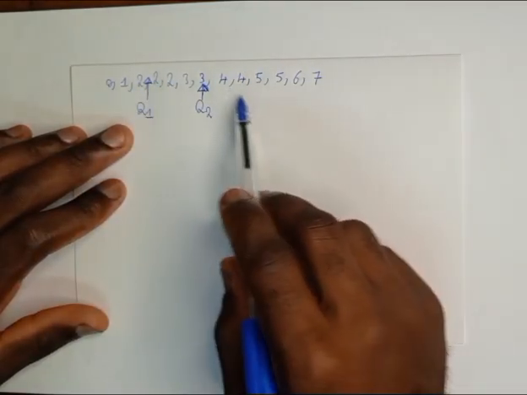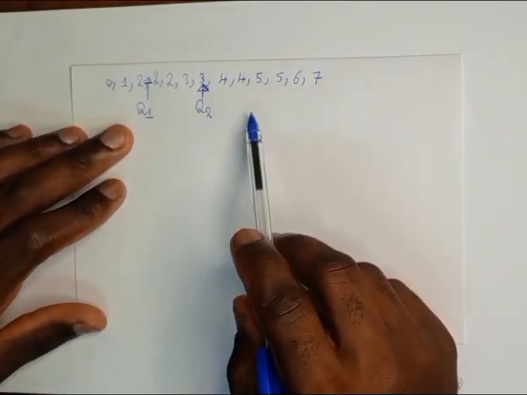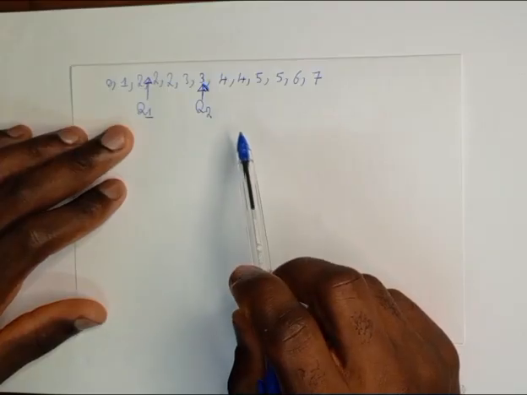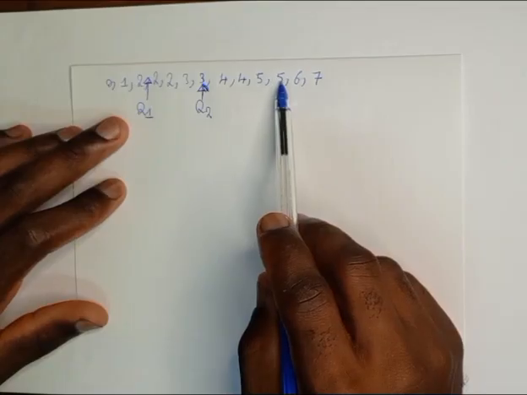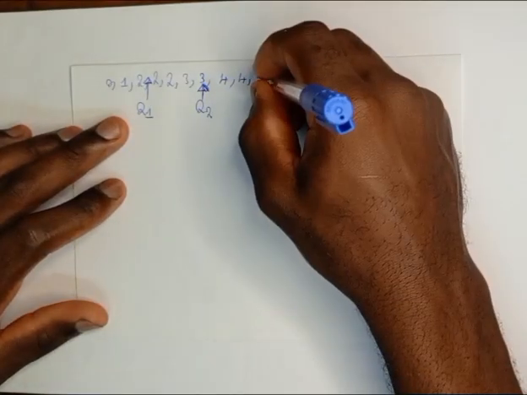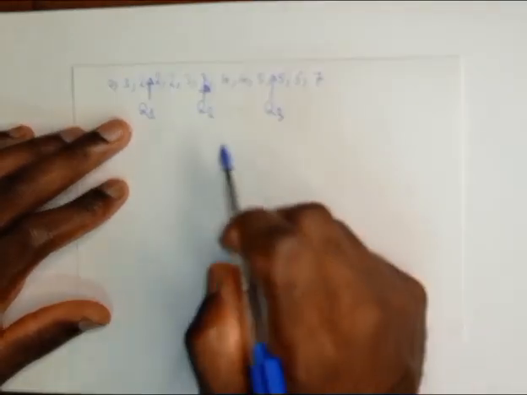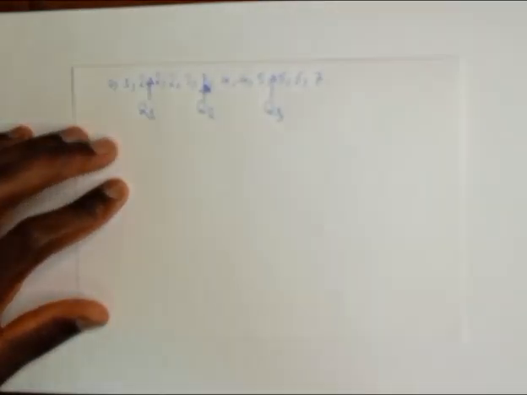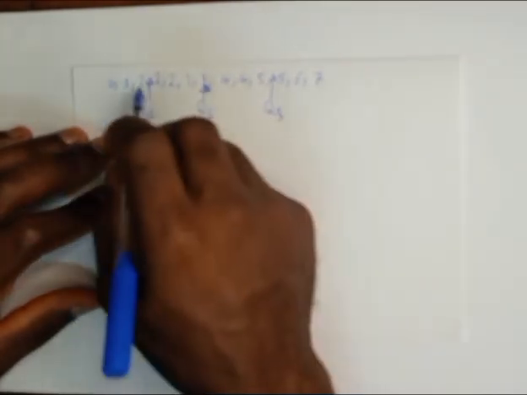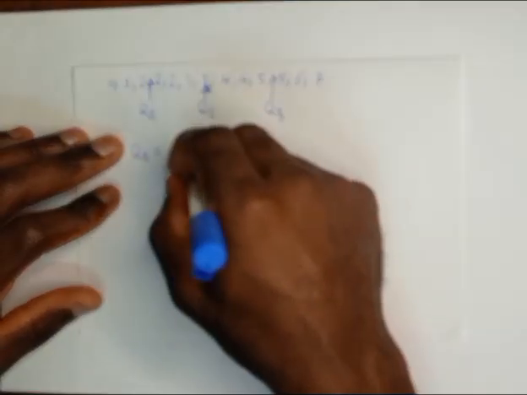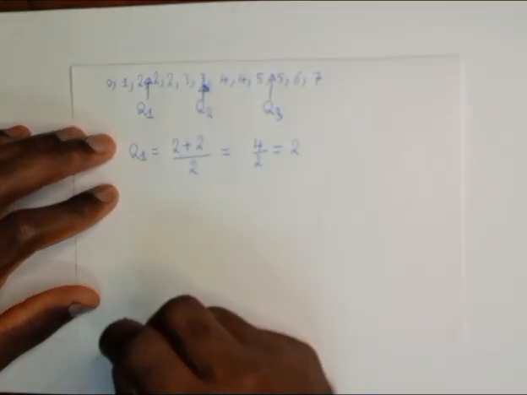Next, we are to divide these upper numbers into two equal parts to get the upper quartile. The middle number simply lies between the 10th and the 11th number. So the upper quartile lies here, which is Q3. So it is simply the average of these two numbers. Now let's find Q1. Q1 is simply 2 plus 2, then we divide by 2. And this will be equal to 4 divided by 2, which is 2. This is the lower quartile.